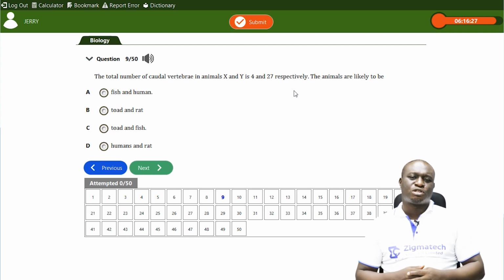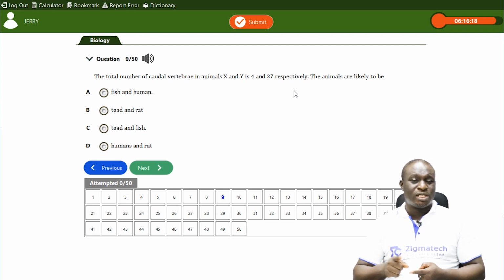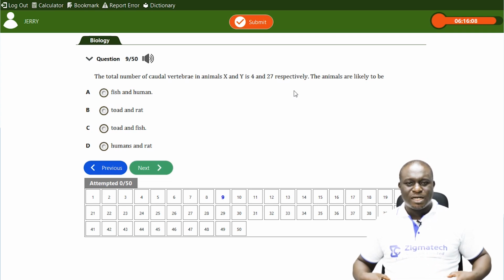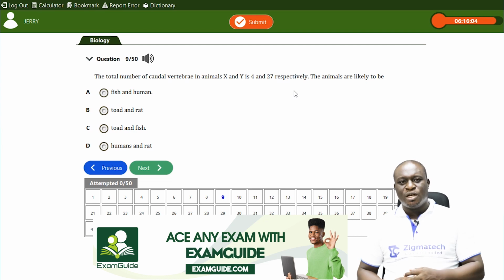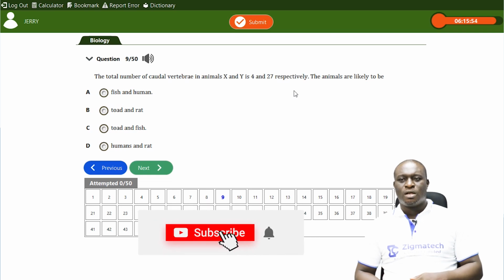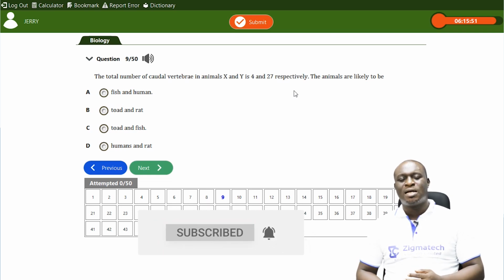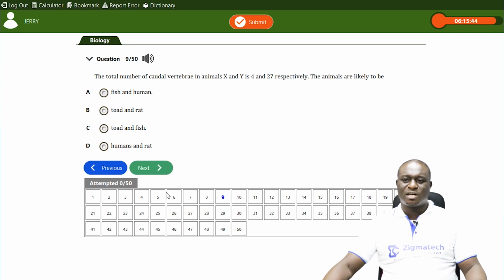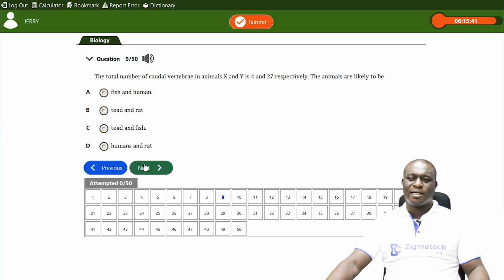Now, if you look at all the options we have there, option A says fish and human. It means that humans have caudal vertebrae of about 27, and that's not true. I said the caudal vertebrae in humans are 4. The reason why it is so few is because humans don't have tails. And then B, we have the toad and the rat, which is also not correct. Option C, we have the toad and the fish, which is also not correct. But option D, the humans have 4 caudal vertebrae, and the rats have 27 caudal vertebrae. So the correct option to this particular question is D, humans and rats.